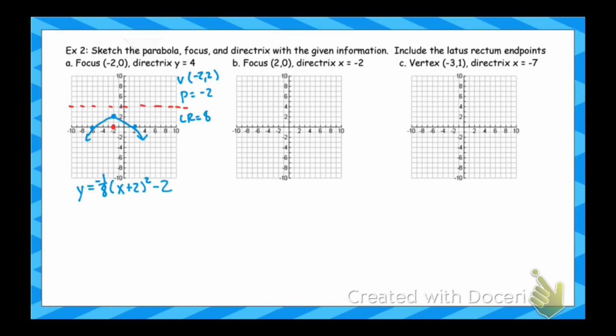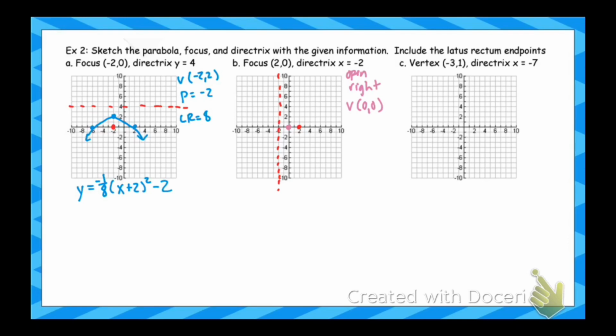All right, now let's try this next one. Focus is at 2, 0. Directrix is x equals -2, which is a vertical line. That means that this graph is going to open to the right. Okay, this graph is going to open right. Vertex is that halfway point, which in this case is at the origin, 0, 0.